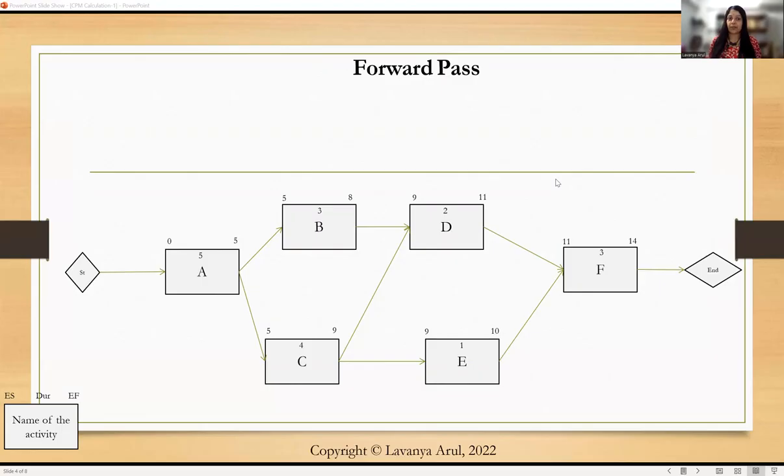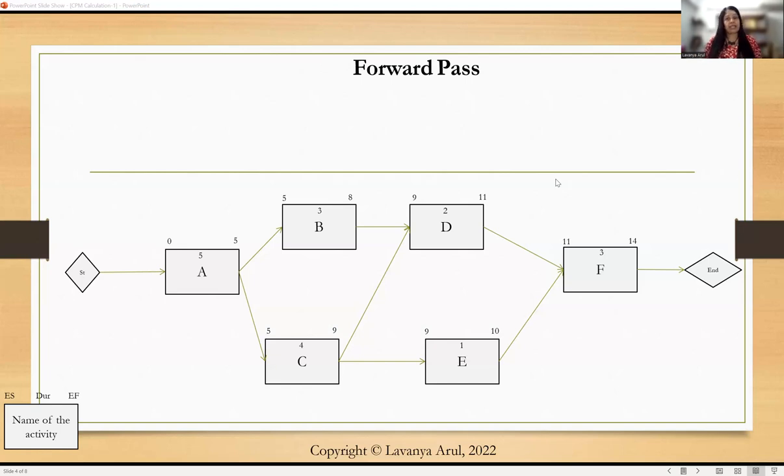Now, for E, the dependency is only C, right? The predecessor is only C. So E starts on the 9th. Since it is 1 day, we can finish it on the 10th. Now D can finish on the 11th, E can finish on the 10th. So F can start only on the 11th. 11 plus 3, we have 14. So which means 14 days or months or weeks, whatever it is. At least I have not clearly defined it. So let's take it as days itself. 14 days is what you need in order to complete this project.